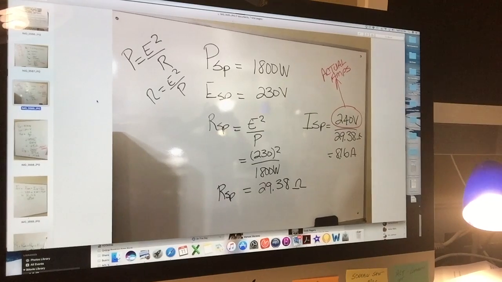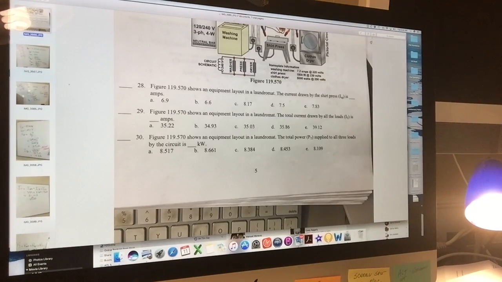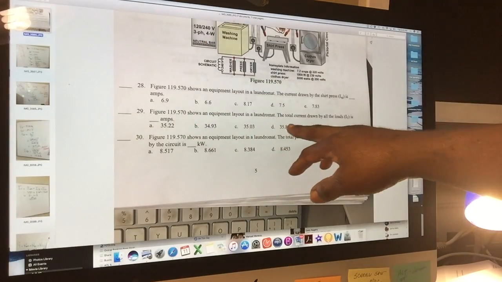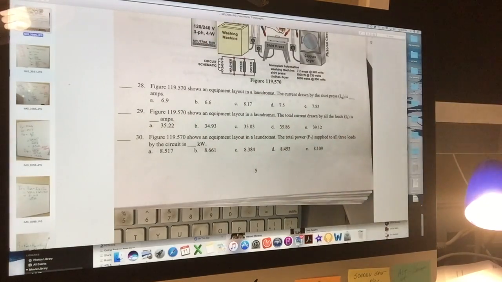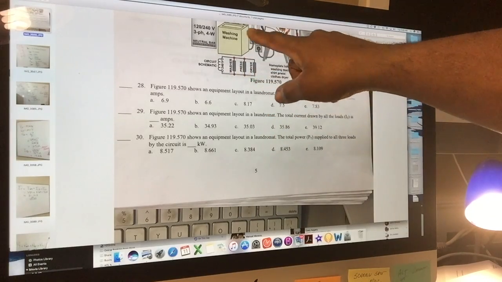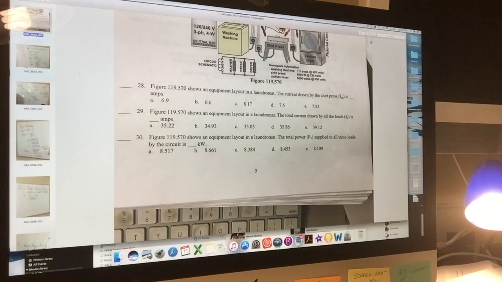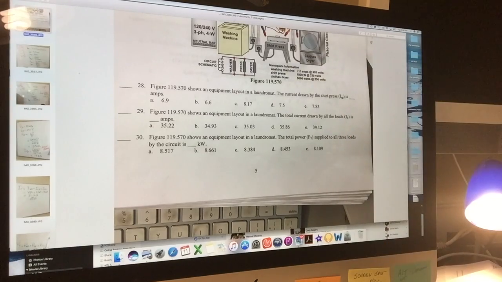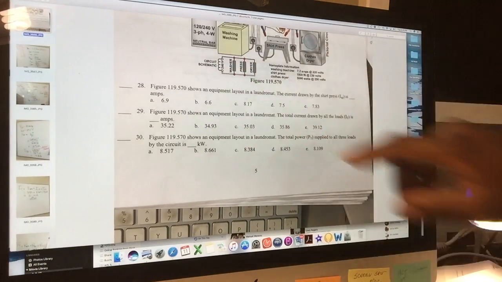That's the first question. The second question says, in figure 119, the same figure shows an equipment layout in a laundromat. The total current drawn by all the loads is blank amps. Now what we must remember is that all three loads are in parallel. So in order to find the total current, I must find the resistance of all the loads, and once I find that, I can find the total amperage of the parallel circuit.